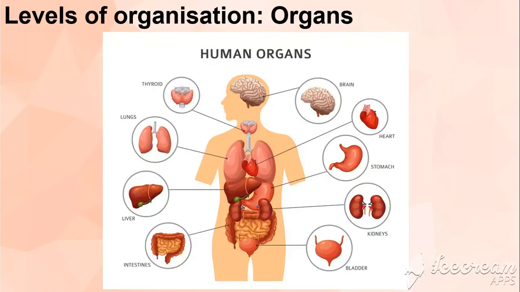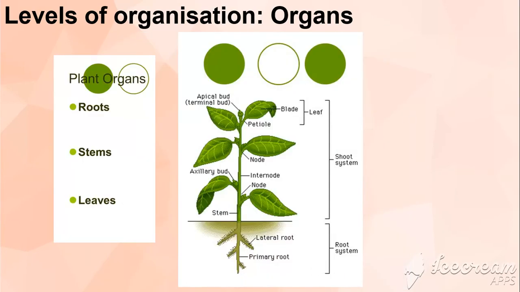Groups of several tissues that make a structure with a special function are called organs. For example, the stomach is an organ which contains tissues made from epithelial cells, gland cells, and muscle cells. In flowering plants, the root, stem, and leaves are the organs.